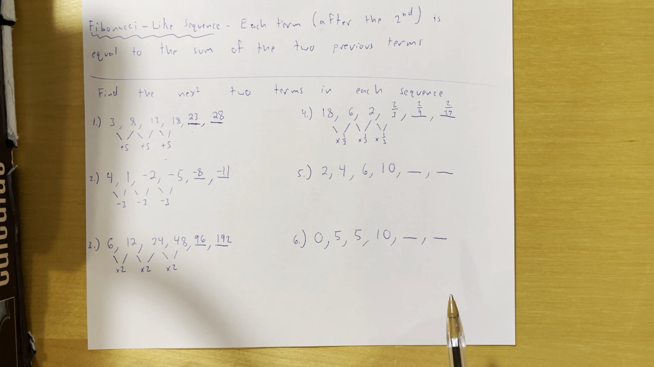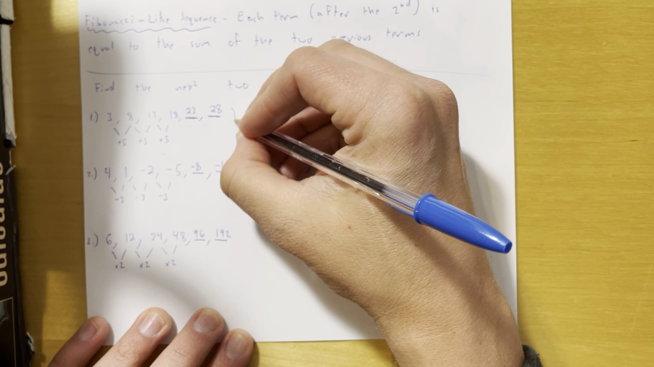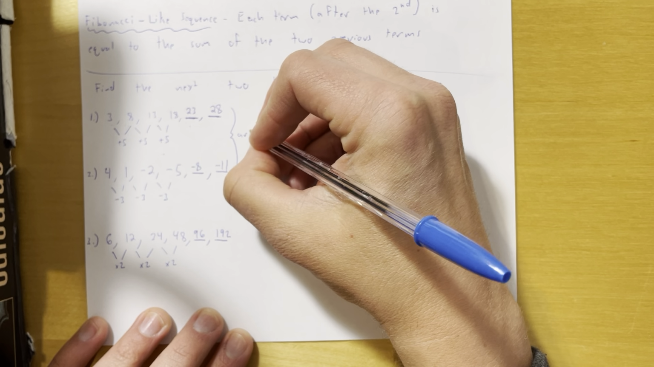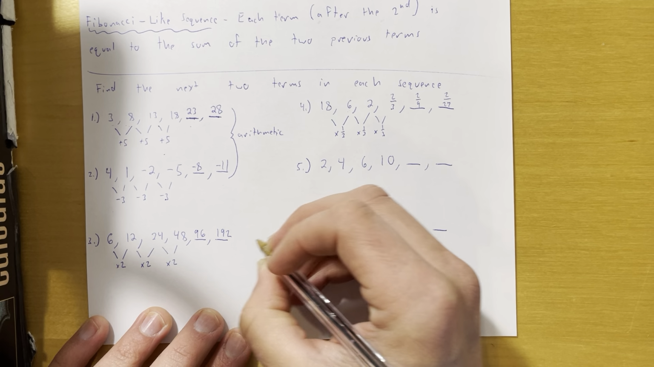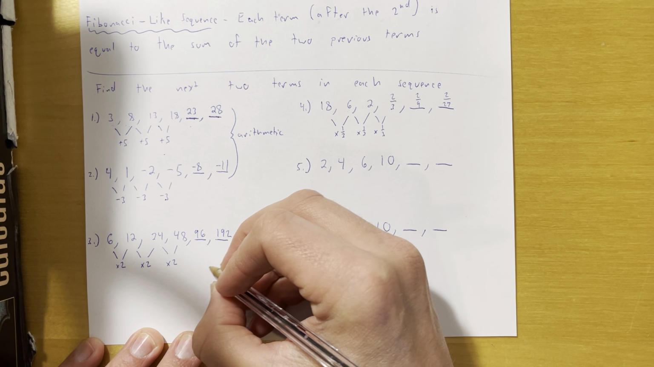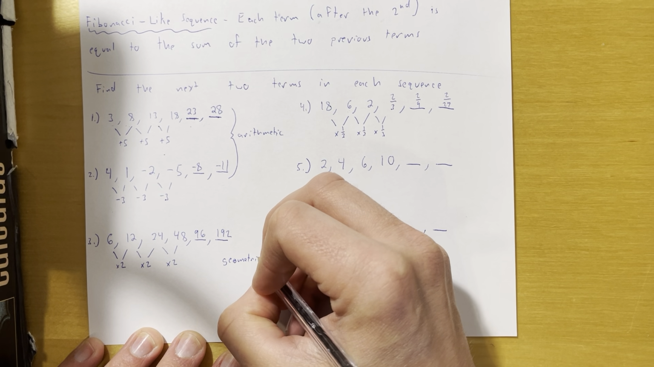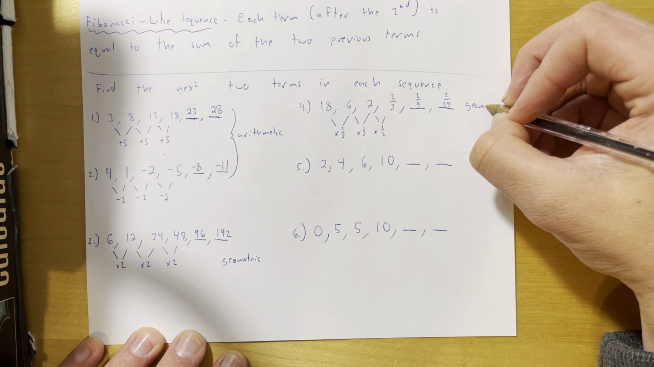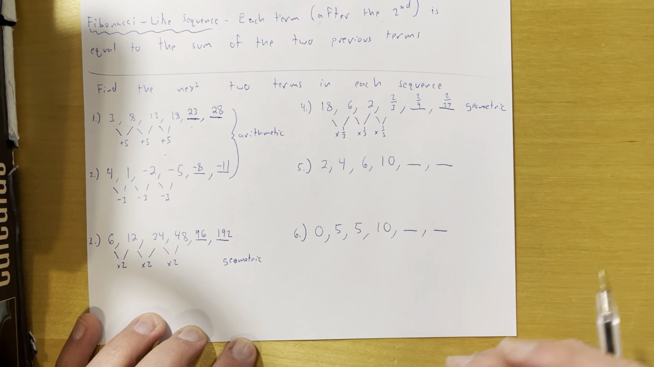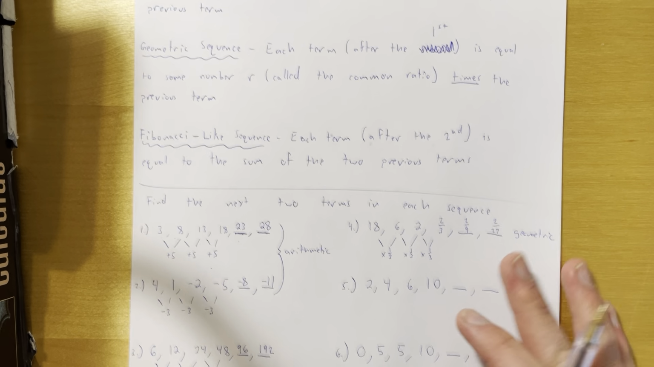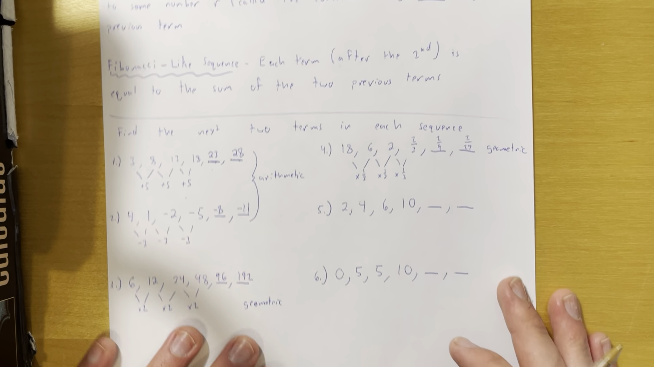Okay? So these first two sequences were arithmetic. I'm just going to write that, arithmetic. These two sequences, number 3 and number 4, were both geometric. These last two sequences are neither, which, given the breakdown that we gave up here, would seem to imply that they're Fibonacci-like. And that's what they are.